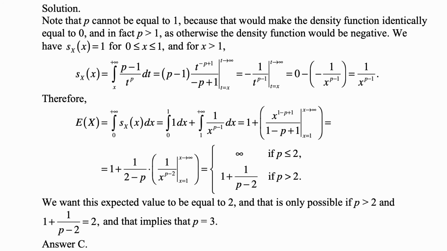And we want this expected value to be equal to 2. And that is only possible if p is more than 2. And 1 plus 1 over p minus 2 is equal to 2. And this implies that p is equal to 3, which is answer C.